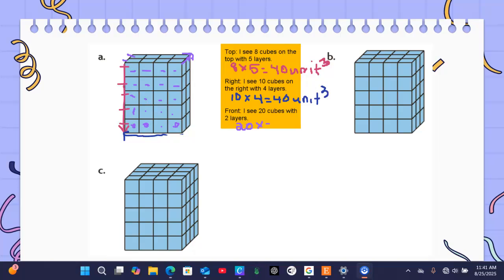You could do repeated addition. That would be 20 plus 20, or 20 times 2 with the multiplication. That will give you another 40 unit cubes.